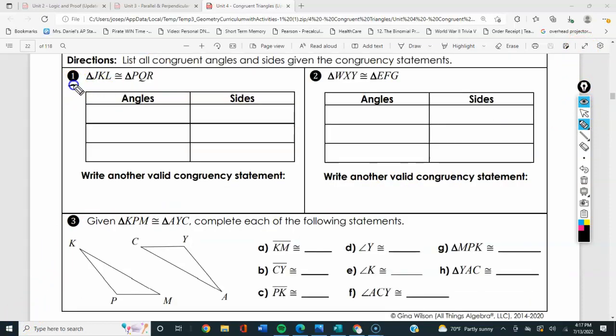Alright, let's take a look at this example one. List all congruent angles and sides given the statement. So I don't have a picture. Well, let's do angles first. That's the most straightforward. So if J is first, it means it's congruent to P. So angle J is congruent to angle P. Now K is second, Q is second, so it means angle K is congruent to angle Q.